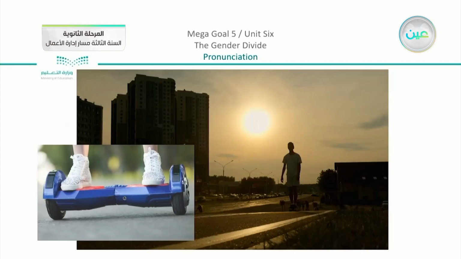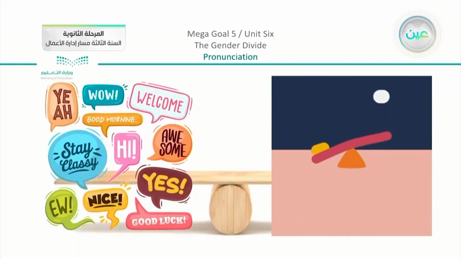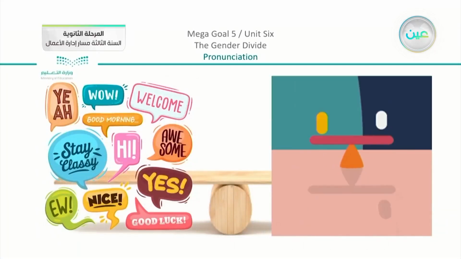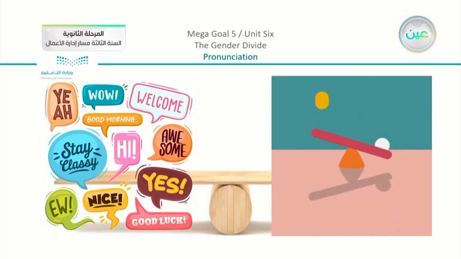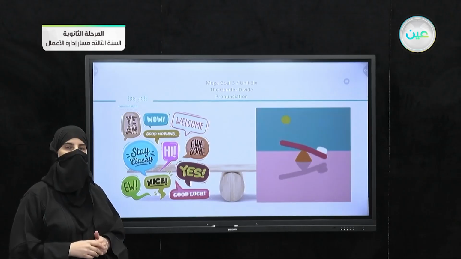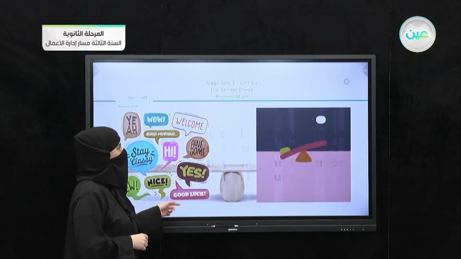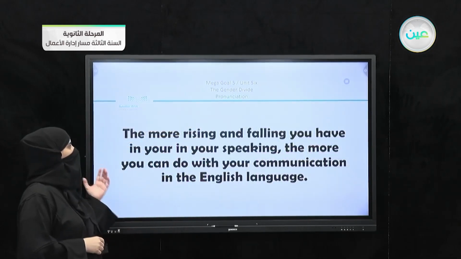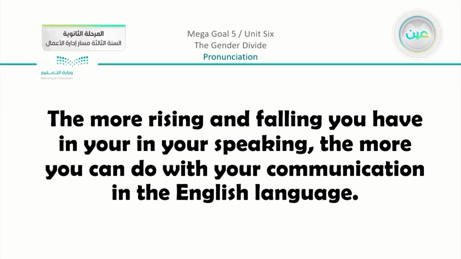So what are we going to do with our pronunciation? We are going to balance. We are going to sometimes speak on the same rhythm or the same balance. Sometimes we can make it high and other times we can make it low. Now this is the part that we have here. The more rising and falling you have in your speaking, the more you can do with your communication in the English language.